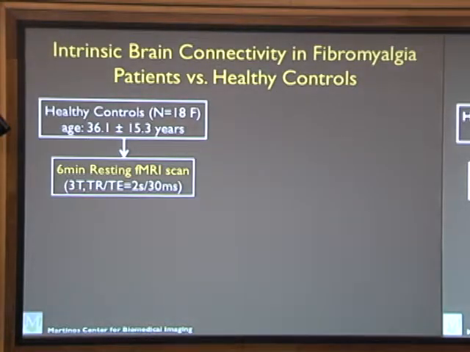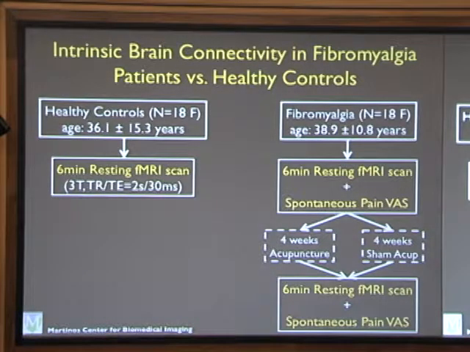So in this study, we looked at healthy adults that were studied with 6 minutes of resting state fMRI, and compared them to fibromyalgia patients that were also studied with 6 minutes of resting fMRI. And in these patients, we also asked them, how much pain do you feel at the time of this scan? And that's very important. We then sent these folks off for 4 weeks of either verum or sham acupuncture, brought them back for 6 minutes of resting fMRI.